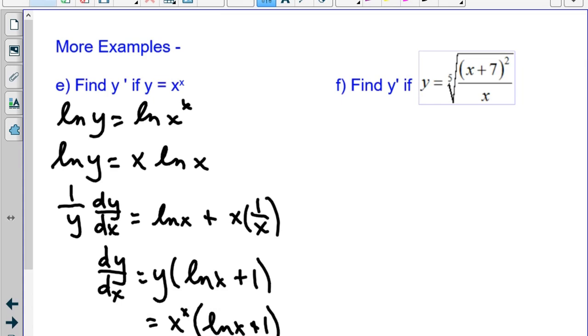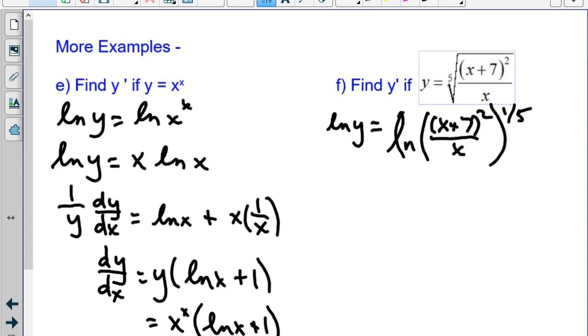Similarly, over here in problem F, if I have dy/dx of this, it is kind of a nightmare. You can end up doing it, but there's a lot of work involved. If I take a natural log of both sides of this equation, what I end up with is this thing over here, which is kind of nasty. So I have the natural log of the quantity x plus 7 squared over x, and then that's to the 1/5 power.